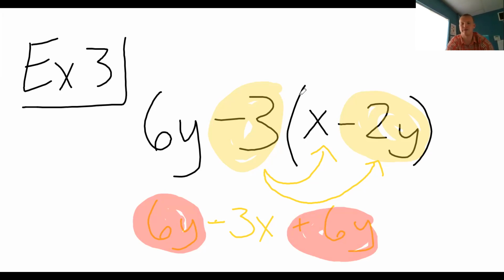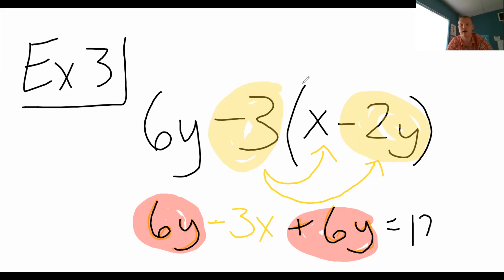I'm going to write over that in black. So I have 6y and positive 6y here. Those are my only two like terms. The negative 3x, I'm just going to bring straight down. So I'm going to combine the two positive 6y. I'm going to have 12y, and then I just have negative 3x, and I'm done. That would be my simplified version.